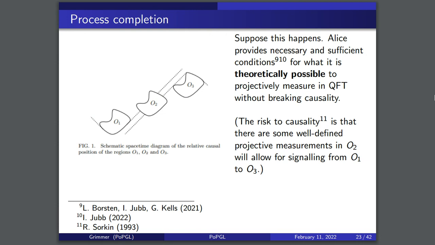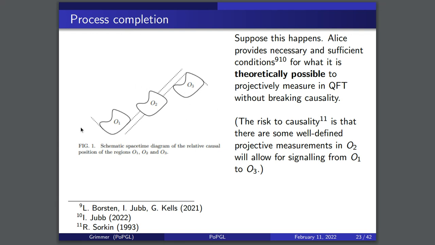It was raised by Sorkin in 1993, that there are some well-defined measurements in O2. Here we have the space-time diagram, which has regions O1 and O2 and O3. O1 and O3 are in space-like separation to each other, so they shouldn't be able to communicate. But it turns out there's a well-defined projective measurement which you can do in O2, which will allow for signaling from O1 to O3. Right? It's well-defined and it breaks the causality of the theory. So it's obviously not physically allowed.